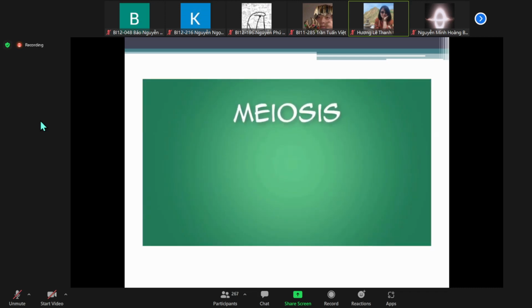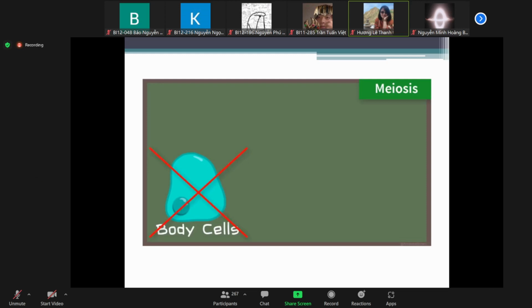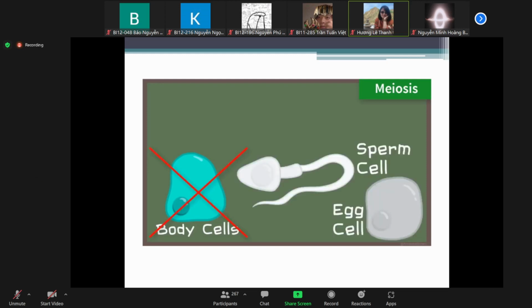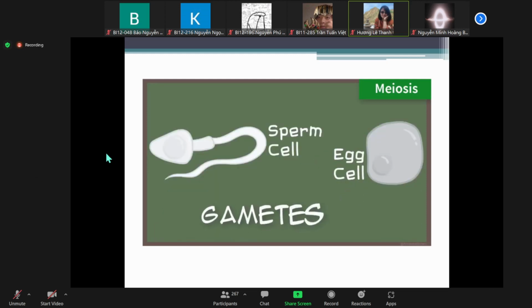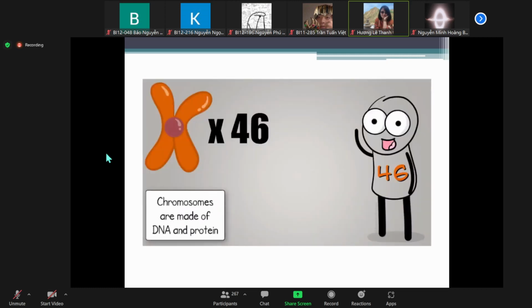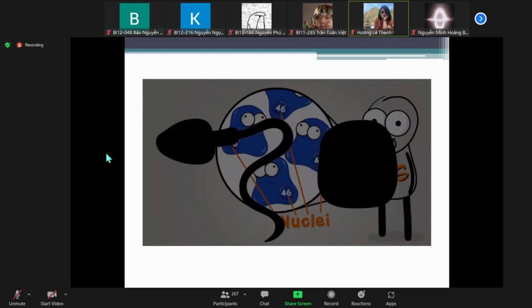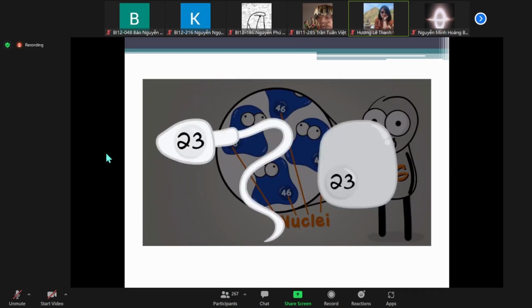Meiosis is a process that contributes to genetic variety. Meiosis also doesn't make body cells. It makes sperm and egg cells, otherwise known as gametes, the fancier word. You might recall that humans have 46 chromosomes. That's how many chromosomes most body cells in your body have. But there are some human cells that don't have 46 chromosomes. Human sperm cells and egg cells have 23 chromosomes.